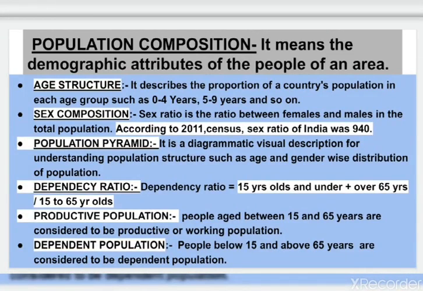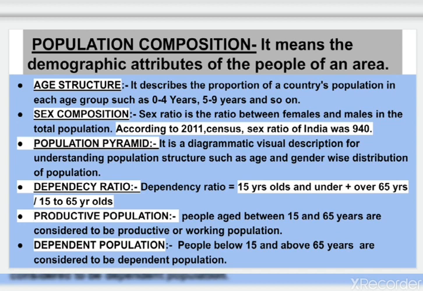Now, in this part, we will learn about population composition, which means demographic attributes of the people of an area. So, first, we will learn the age structure. It describes the proportion of a country's population in each age group, such as 0 to 4 years, 5 to 9, and so on. Sex composition.